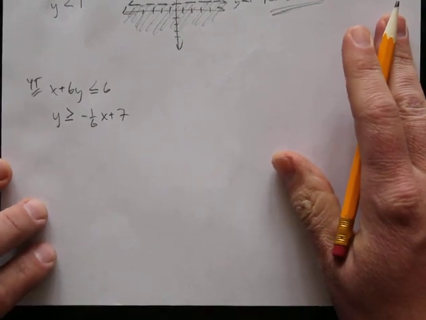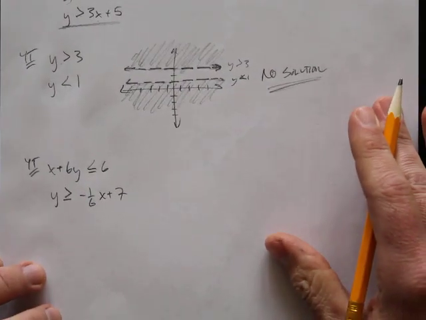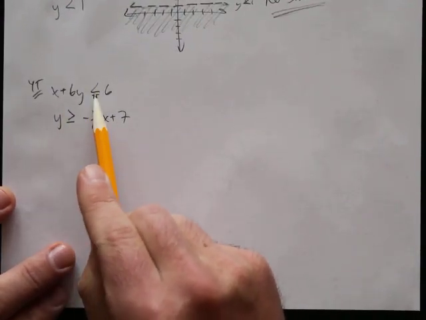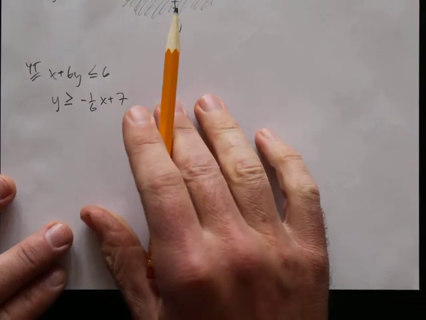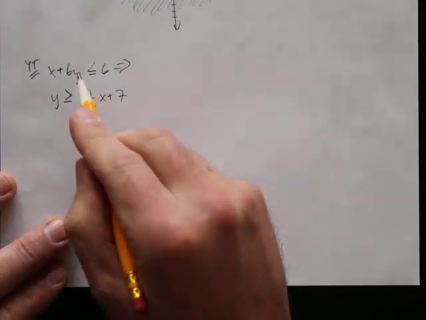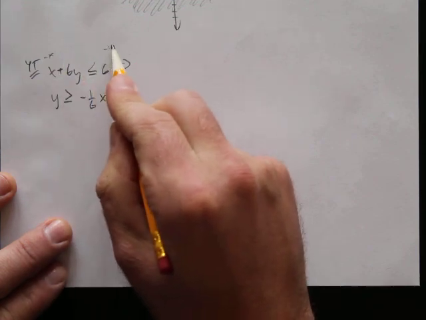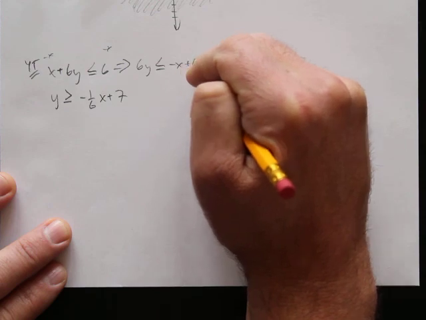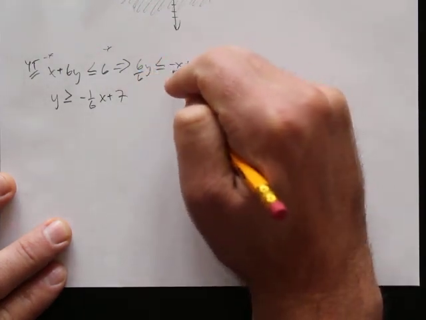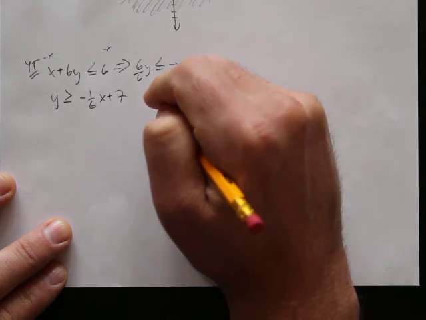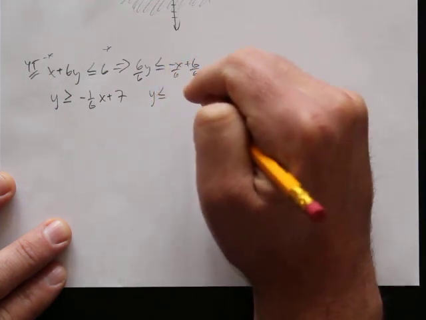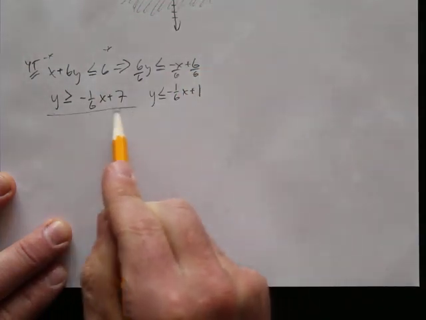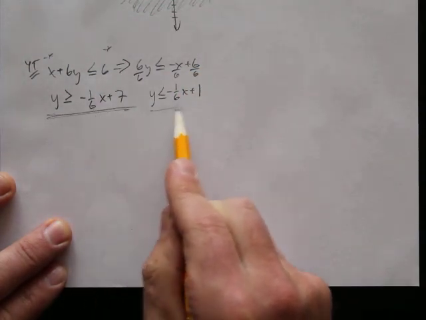Okay, let's do one more. Hopefully you can see that, okay? Okay, one more. I'm going to change this to be in slope-intercept form. So I'm going to subtract x from both sides to start with, and then I've got 6y is less than or equal to negative x plus 6. Then I'm going to divide everything by 6. And so I've got y is less than or equal to negative 1/6 x plus 1. Okay, so here's an inequality, and here's my other inequality.